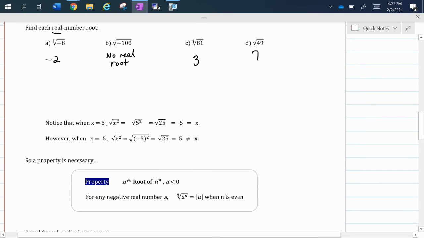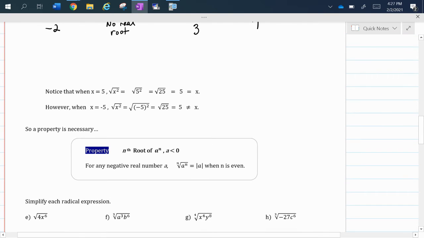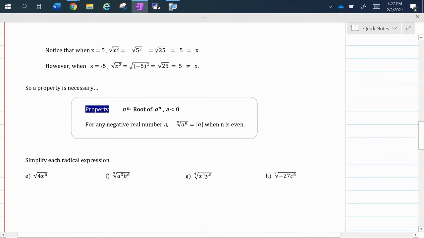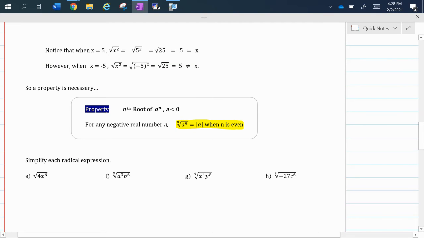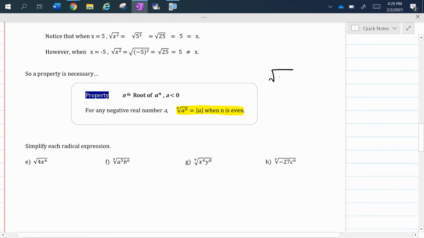Okay, so we've got one more rule before we start simplifying. The rule is called the property where the nth root of a to the nth, I'm going to highlight this, the nth root of a to the nth is the absolute value of a when n is even. So we're going to look at some examples and we'll see when we need to apply that. So what we're talking about here is the square root of x squared is the absolute value of x. The fourth root of x to the fourth is the absolute value of x. The fourth root of a to the fourth would be the absolute value of a.